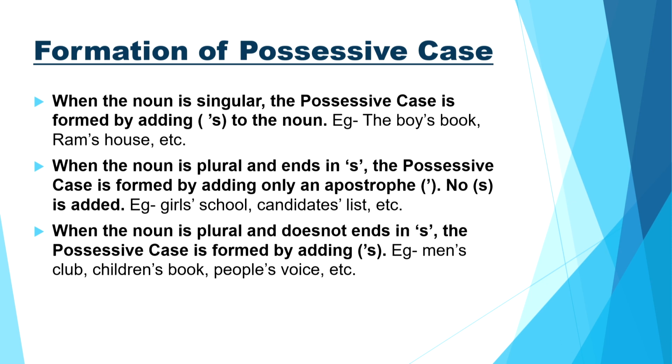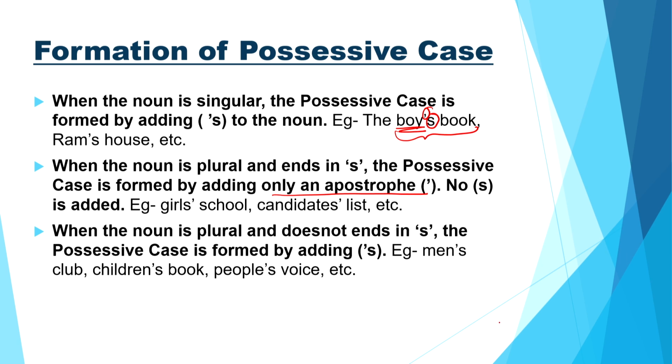When the noun is singular, the possessive case is formed by adding an apostrophe plus S to the noun. For example, the boy's book, Ram's house, etc. Here boy is singular, so we have just added an apostrophe along with an S to it. Next, when the noun is plural and ends in S, the possessive case is formed by adding only an apostrophe, we do not add S to it.